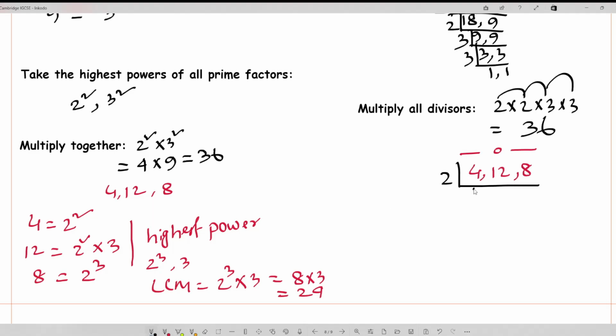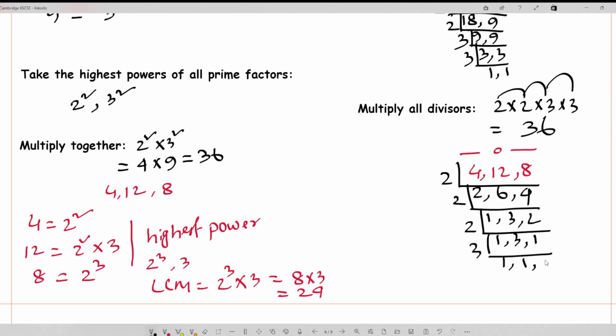So first divide by 2: 2, 6, 4. Again divide by 2: 1, 3, 2. Divide by 2: 1, 3, 1. Divide by 3: 1, 1, 1.